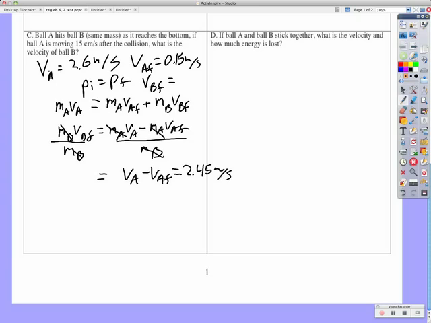Now, if ball A and ball B stick together, what is the velocity of them stuck together and how much energy is lost? So, once again, how do I start every momentum problem? Pi equals Pf. What's moving before? Yes, only A, MAVA. What's moving after? Both, MA plus MB, and since they're stuck together, I have V.